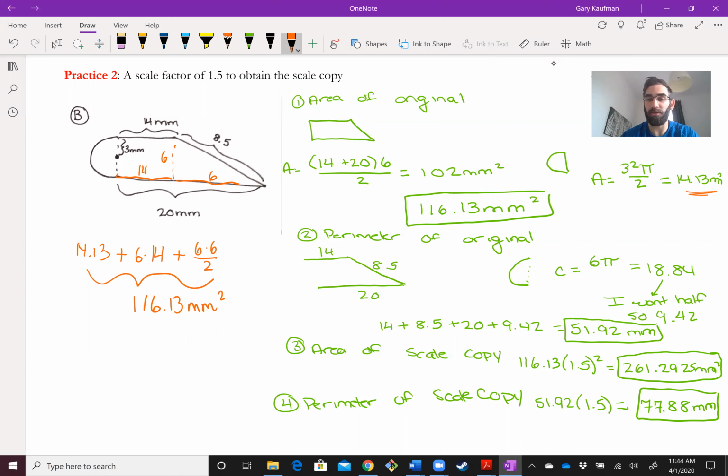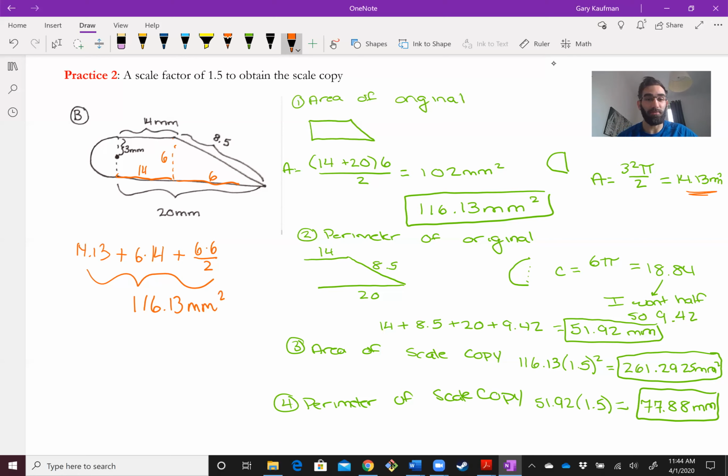Then I found the perimeter, noticing that I only have 3 of those sides of the trapezoid and 1 of the sides of the circumference of the circle. So that's why I said I got 18.84 as the circumference, but I want only half, so that's 9.42. I was able to find then the total perimeter as 51.92 millimeters. And then I used the pattern we observed for scale copies, multiplying area by the scale factor squared and perimeter by just the scale factor.